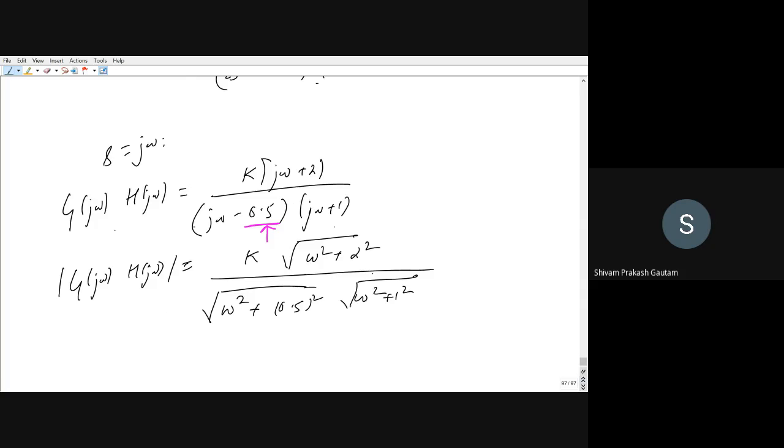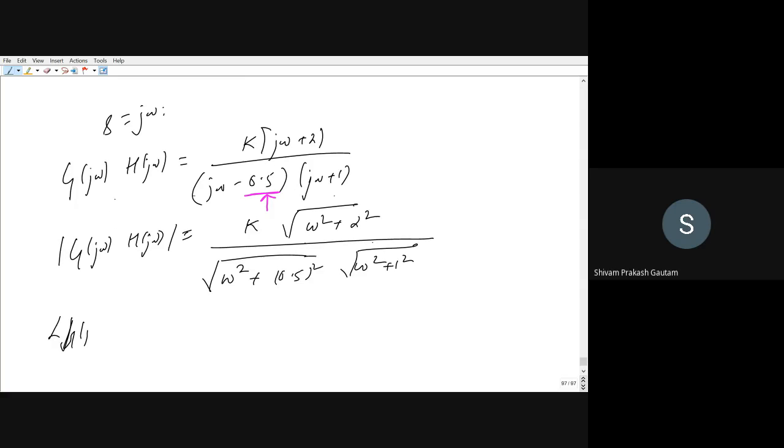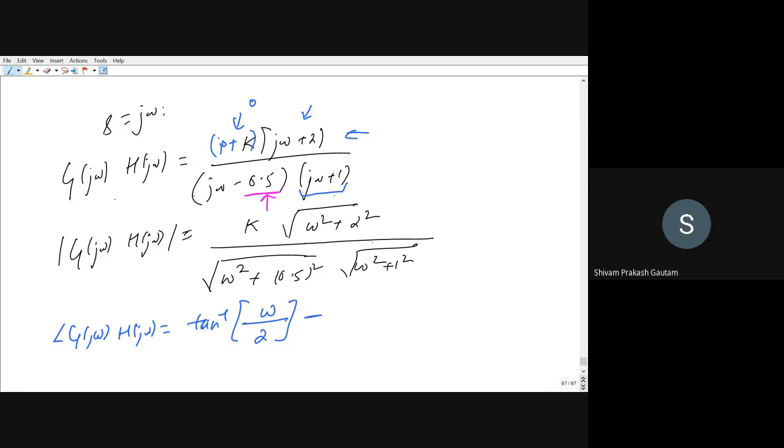And what will be the phase? The phase of G(j omega)H(j omega): first we need to calculate the phase for the numerator. In the numerator, this is K and its imaginary part is 0, so the phase for this part will be equal to 0. Now we need to calculate the phase for j omega plus 2, that is tan inverse of imaginary by real. Imaginary is omega, real is 2. Then we calculate the phase for the next part, with a minus because we are calculating for the denominator.